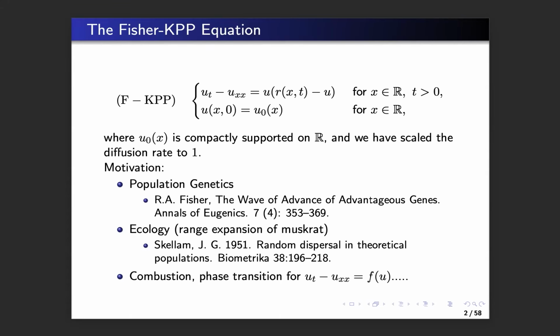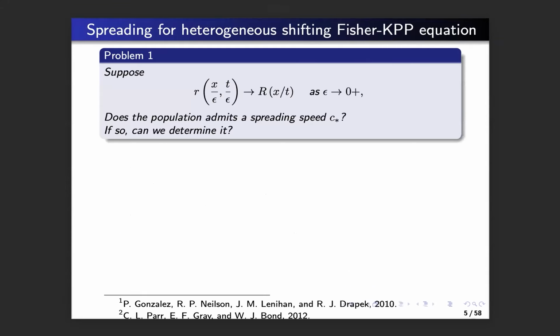We're going to make an assumption on this R(x,t). Our main assumption is the following: if you change the variable in this way, dividing by epsilon, and assume R converges to a limit, then this limit necessarily has to be homogeneous in x and t. We write it in this form. The question is, does the population admit a spreading speed c*? And if it does, can we explicitly determine it?